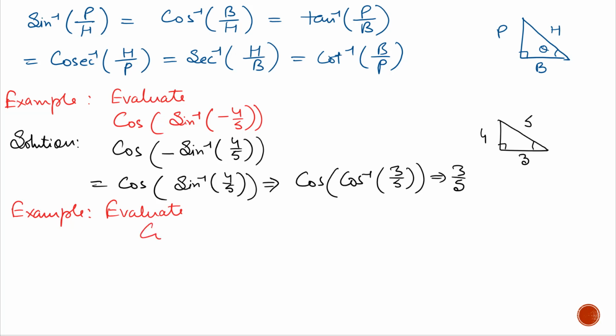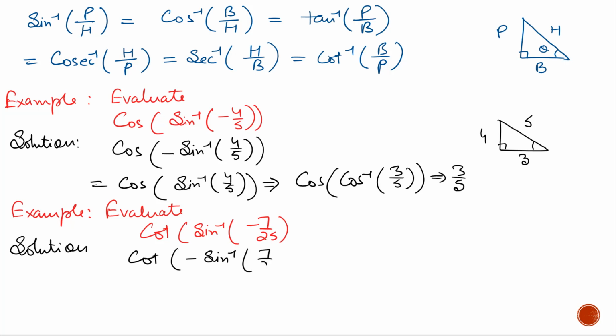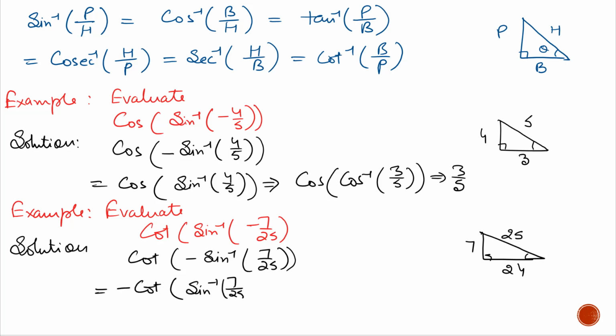Evaluate cot(sin inverse(-7/25)). sin inverse(-x) is -sin inverse x. So it is cot(-sin inverse 7/25). The perpendicular is 7 and the hypotenuse is 25, so the base is 24. cot(-x) is -cot x. So -cot(sin inverse 7/25), which is equal to -cot(cot inverse 24/7). And the answer is -24/7.